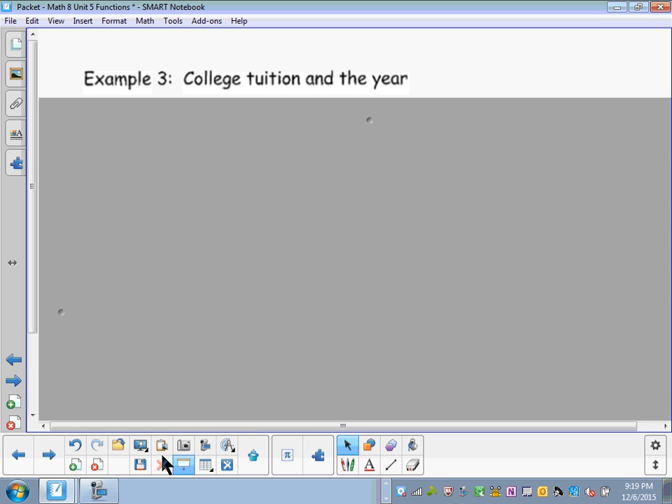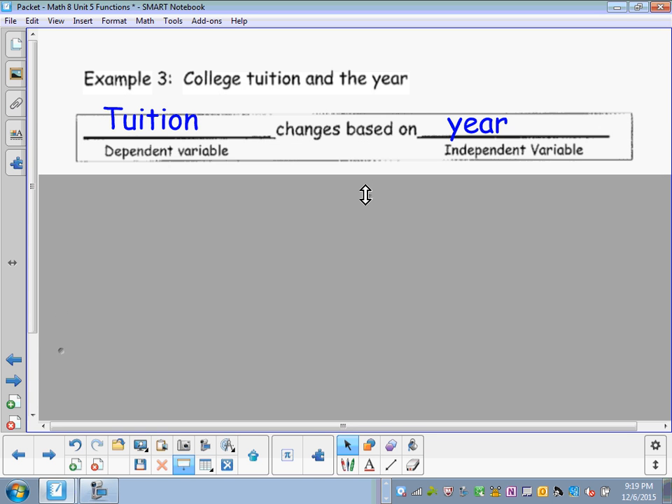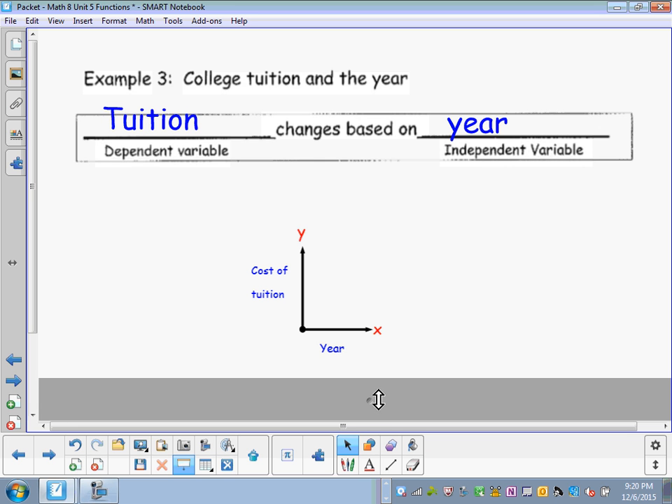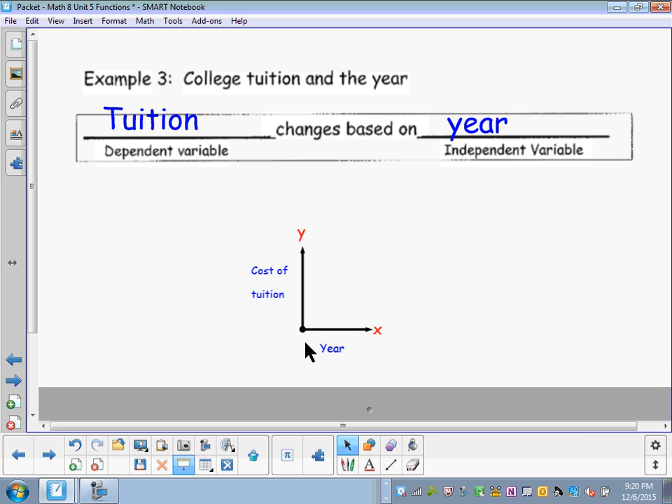Example 3, college tuition and the year. Tuition changes based on the year. If I were to visualize that, the year would be on the x-axis and the cost of tuition would be on the y, because it's dependent upon what year it is.